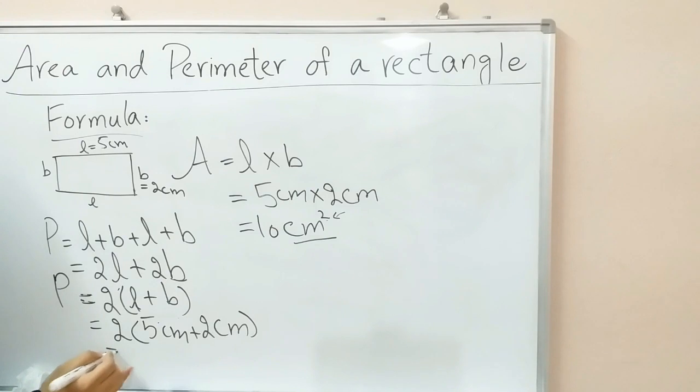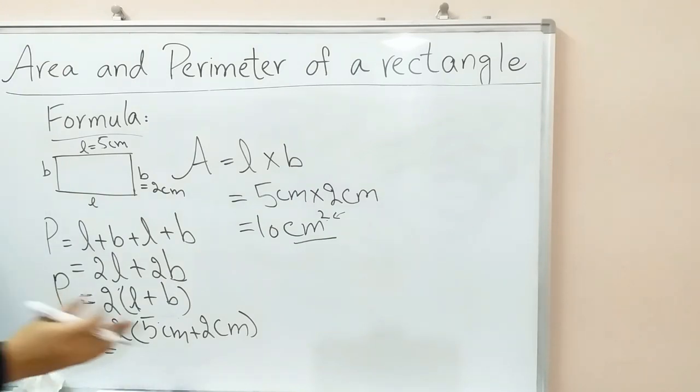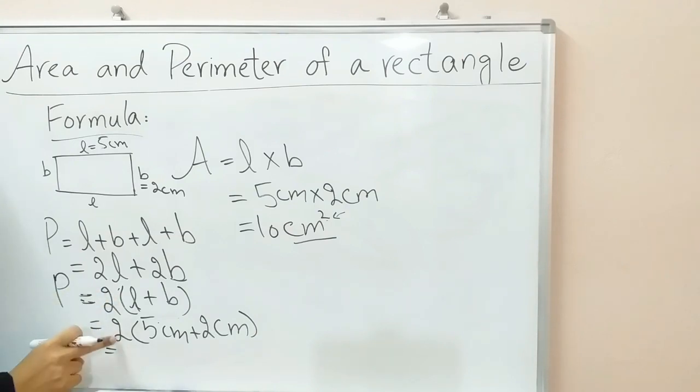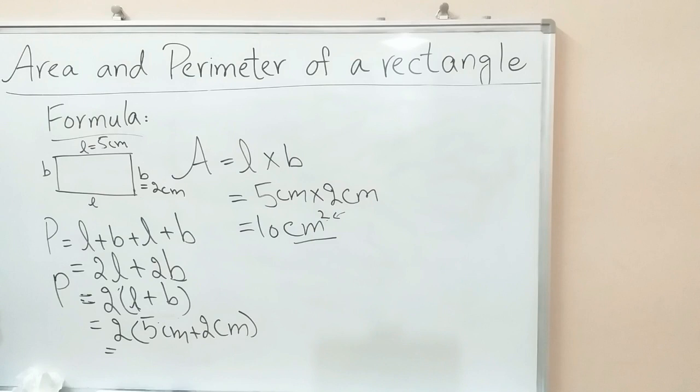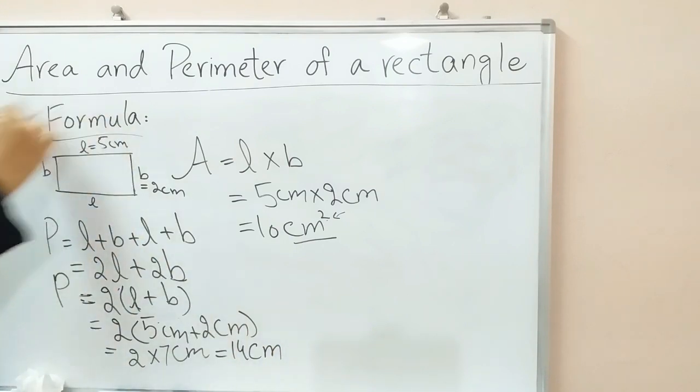As I have told you, you have to add the sum inside the bracket first. You will not multiply this 2 by 5. First you will sum up these two terms, 5 centimeters plus 2 centimeters. What will it be? 7 centimeters. So you will write 7 centimeters and you will multiply this 7 by 2. So 2 sevens are 14, and 14 centimeters will be its perimeter.